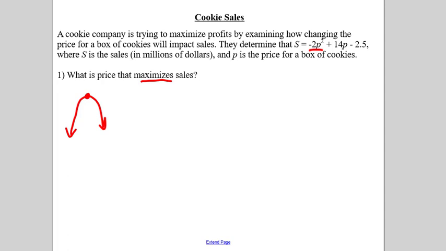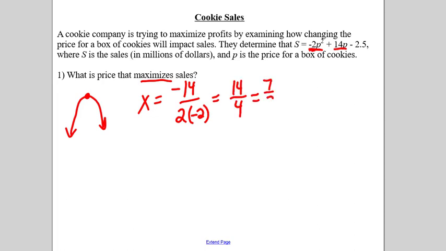So let's find it first algebraically. So I know that for my x value, I take the opposite of b, so that would be negative 14. I'm going to do 2 times a, which is negative 2. Well, a negative over negative gives us a positive, so we have positive 14 over 4, which is 7 halves. Well, remember, the price is p, and so this should be written as a monetary value, $3.50.